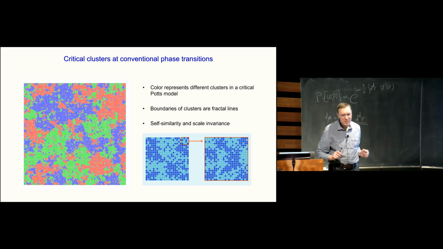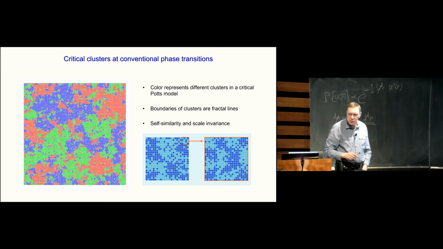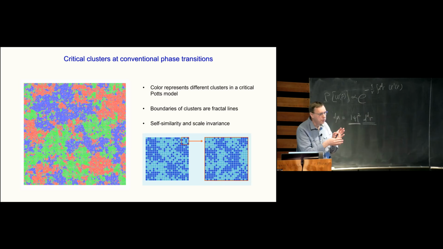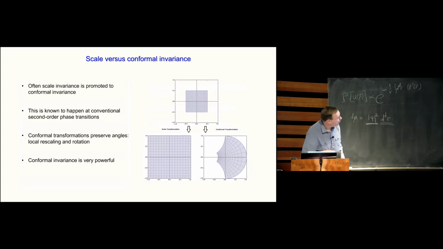On the other hand, both pictures are supposed to be self-similar and scale invariant. In an Ising model, you've probably seen this picture: you take a larger system, you zoom in on a smaller system, and under magnification it looks the same as the original system if you're sitting at the critical point. One thing about these types of systems, conventional statistical mechanics in 2D, or in 3D for that matter, or any number of dimensions, is that the scale invariance is promoted to conformal invariance.